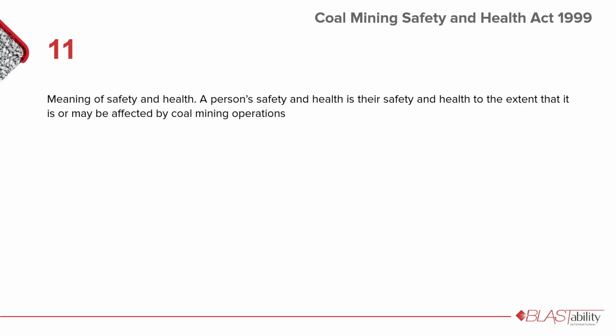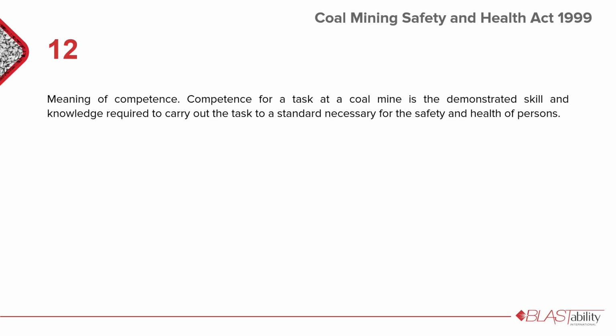11. Meaning of safety and health. A person's safety and health is their safety and health to the extent that it is or may be affected by coal mining operations. 12. Meaning of competence. Competence for a task at a coal mine is the demonstrated skill and knowledge required to carry out the task to a standard necessary for the safety and health of persons.